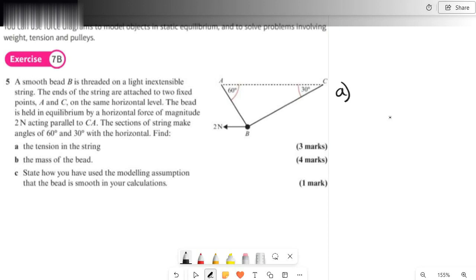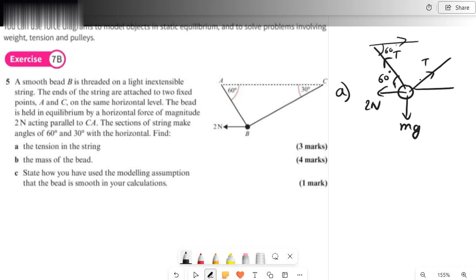So for part A, to find the tension, first we will have to draw the particle. Here we have 2 newtons. Here we have mg, where m is the mass of the bead and g is the gravitational acceleration, which is 9.8. Here we have tension acting at an angle of 60° to the horizontal because of alternating angles. If this is 60, this should also be 60 because this is a parallel line, and similarly this also should be tension with an angle of 30 degrees using the same logic.